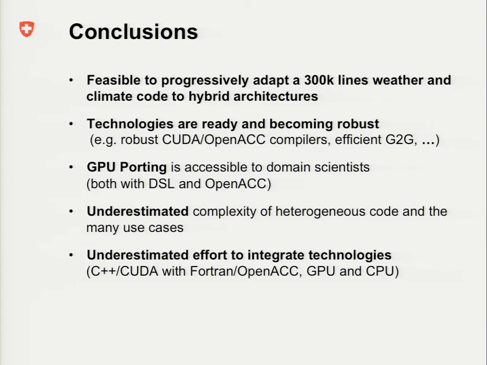Well, I think the effort of the past 3 years has shown that it's feasible to progressively adapt about 300,000 lines of weather and climate code to hybrid architectures. We haven't ported them all. We tried to pick out the ones which are important and which need to be ported. The technologies are ready and are becoming robust. We have robust CUDA and OpenACC compilers. We can do GPU-to-GPU communication. I haven't talked about that, but that's something we leverage.